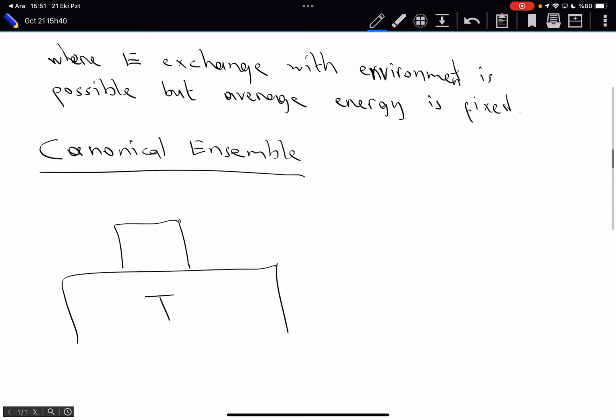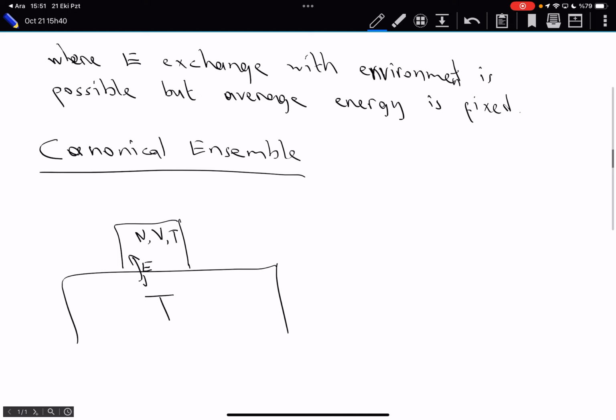And of course, it can exchange energy with the heat reservoir. We don't allow the number of particles to change. The volume will be fixed. And when the system reaches equilibrium with the environment, it has a temperature T.